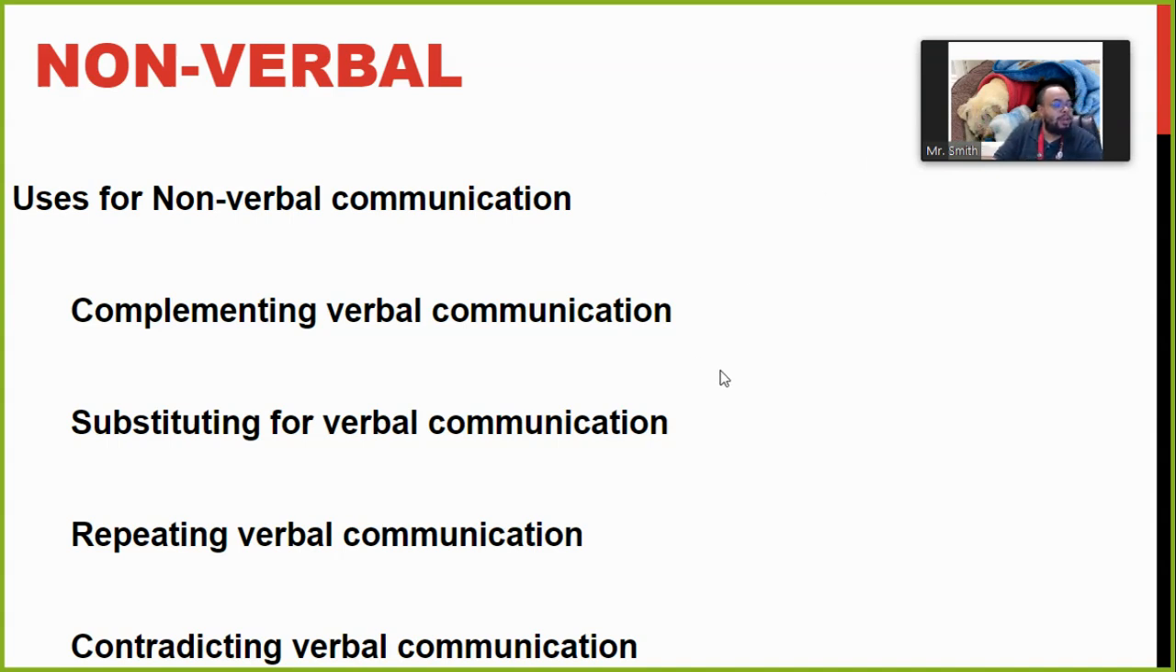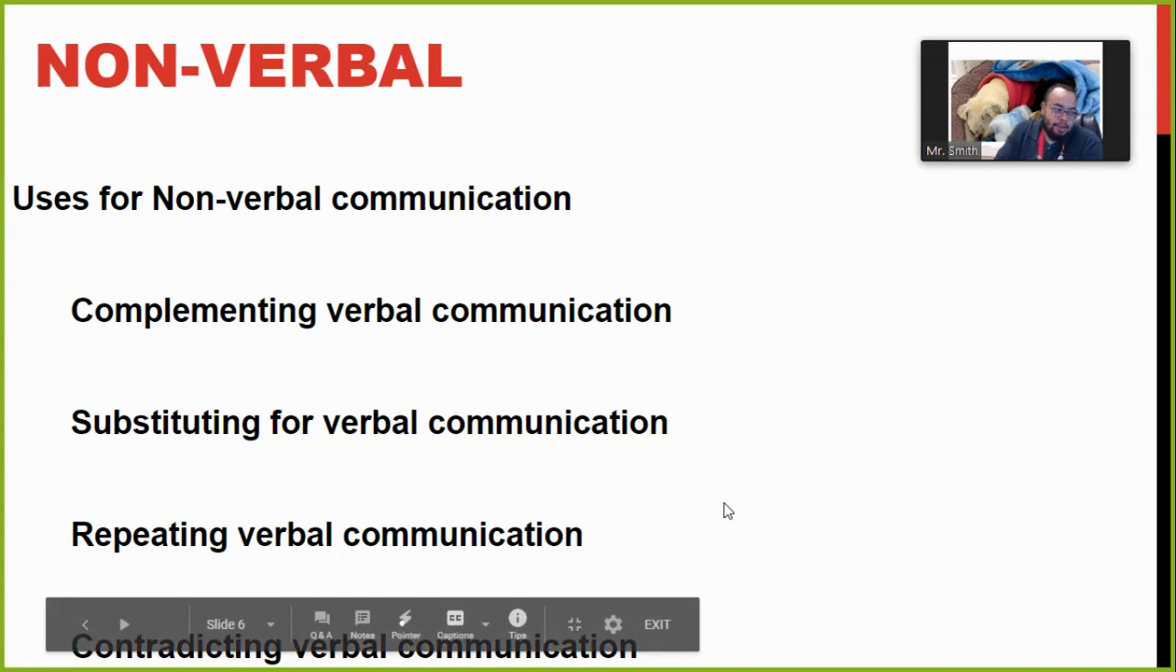And then the last thing is we're going to contradict verbal communication. So something that you might be saying, but your body language is not measuring up, or it's not at the same level. So maybe you're lying, or your body can't lie, but your words can, right? So if you're lying, but you're trying to hold it in, your body might be contradicting or going against what you're saying. So that's what is meant by contradiction.